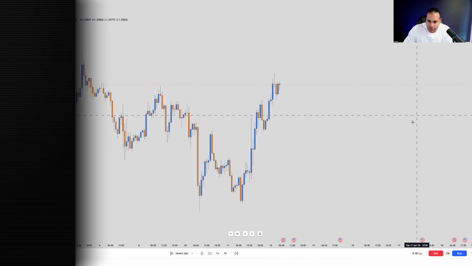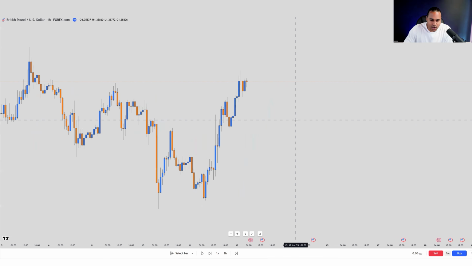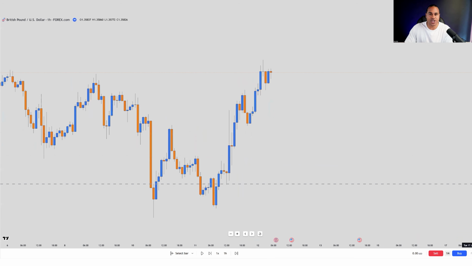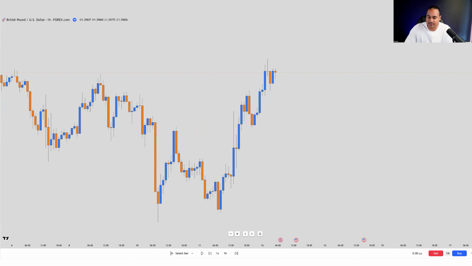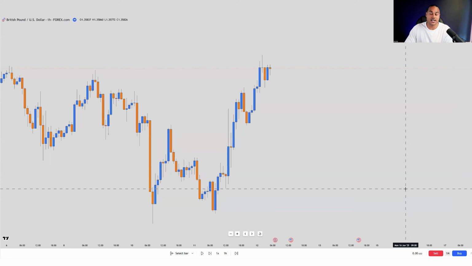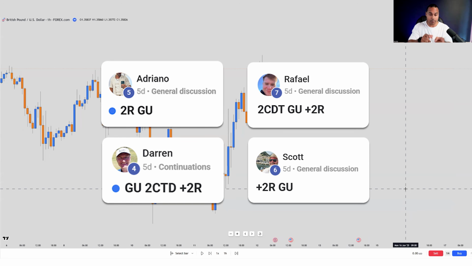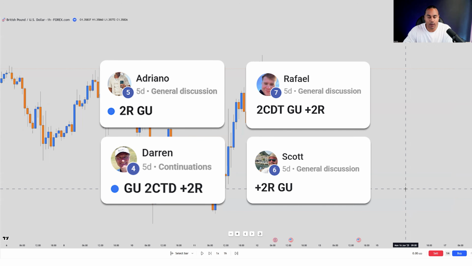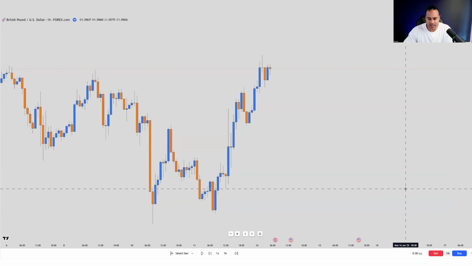So let's jump onto GU. Now, I'm going to share an example with you here. This is not cherry picked. This is the exact same setup that my students were able to take. And as you can see on the screen here, pop, pop, pop, pop, pop. These are the trades they're able to take. Now, why is this so simple?